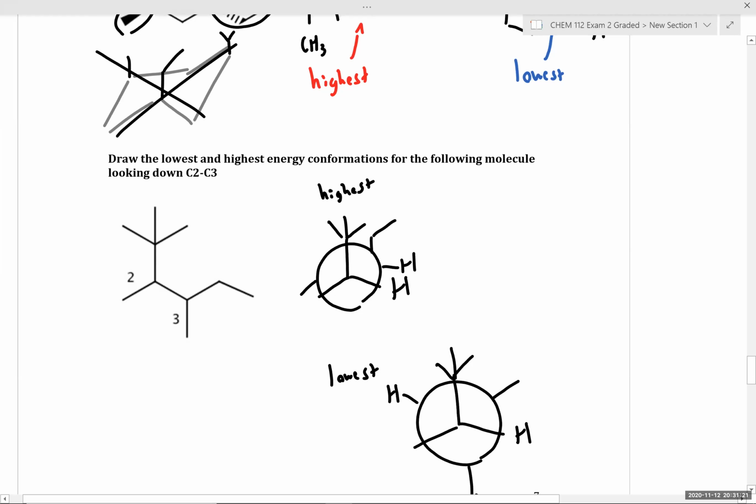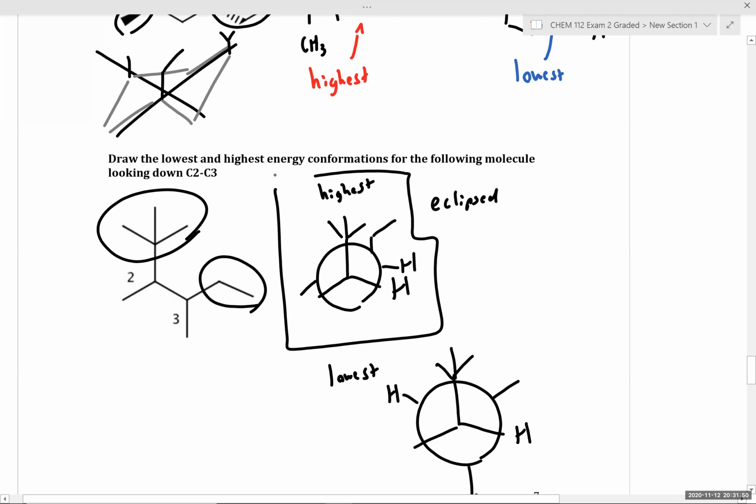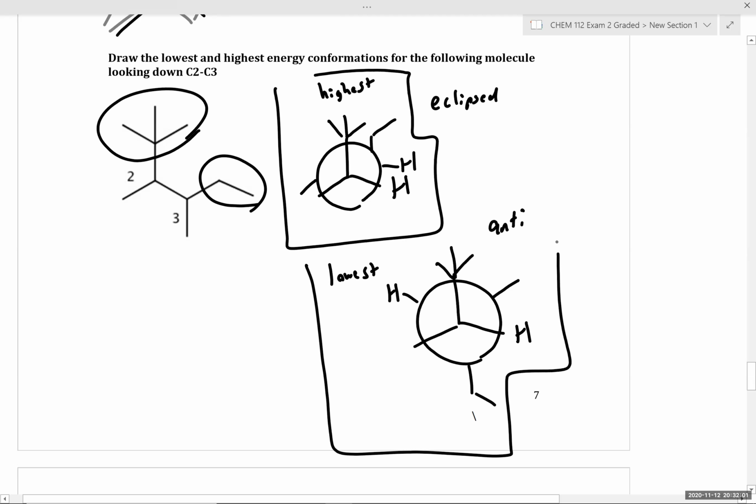Likewise, for the lowest and highest energy conformation of the following molecule, the highest energy conformation will be the eclipsed conformation, where our bulkiest groups have 0 dihedral angle. In this case, we have a t-butyl group and an ethyl group, so we place them directly eclipsed with each other. That gives us our highest energy conformation, while our lowest energy conformation has the greatest separation between our bulky groups. So we place our t-butyl and ethyl group 180 degrees apart. We call this the anti-conformation, as we talked about in class.